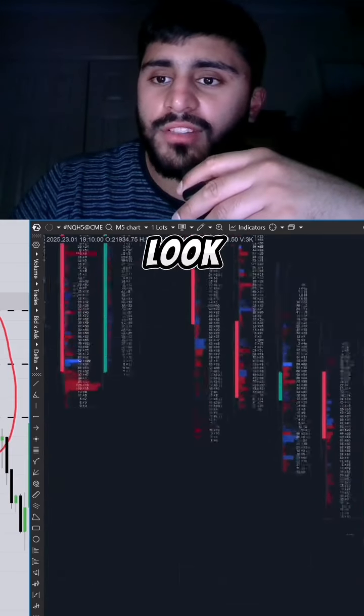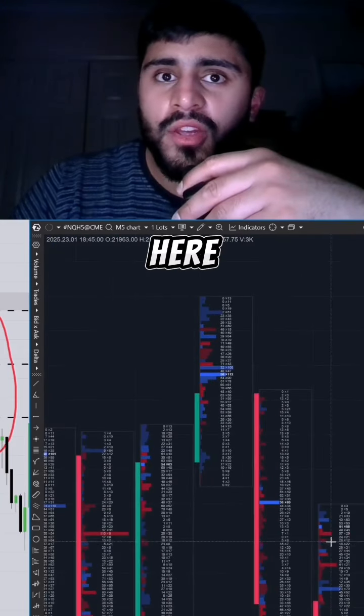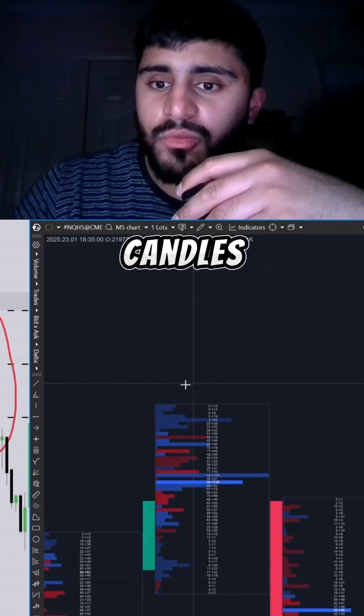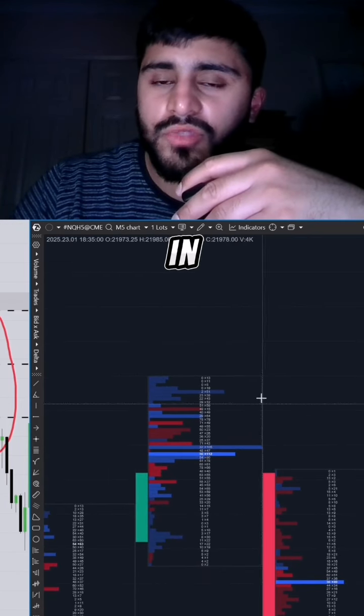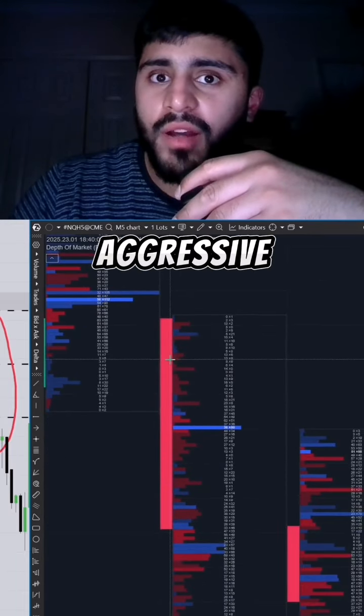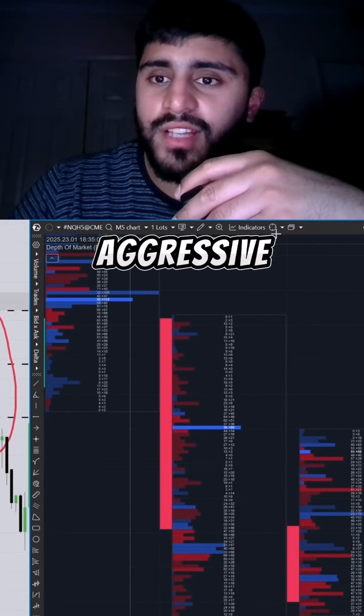If we just take a look at some of the candles at the top here, you need to understand what was going on, right? If you just look here and dive into these candles, we had so many aggressive buyers in this region, so many aggressive buyers in this region. Again, we had so many aggressive buyers that eventually turned into aggressive sellers.